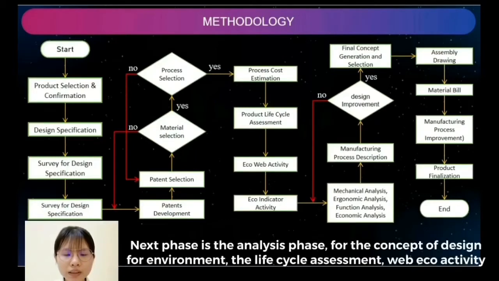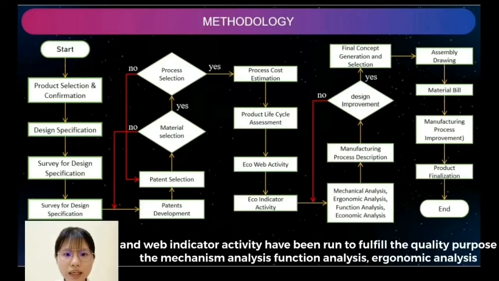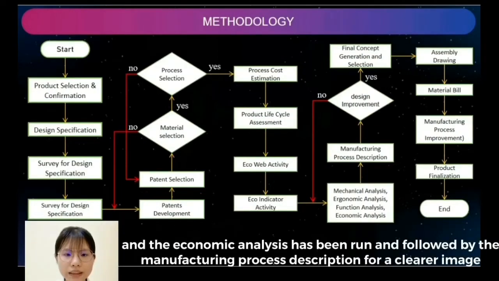The next phase is the analysis phase. For the concept of design for environment, the life cycle assessment, the eco web activity and eco indicator activity have been run. To fulfill the quality control purpose, the mechanism analysis, function analysis, ergonomic analysis, and economy analysis have been run, followed by the manufacturing process description for a clearer image.